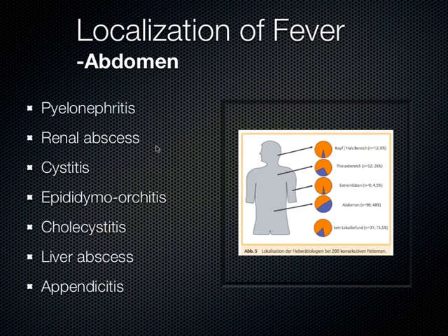And finally, we looked in the abdomen for the source of the fever, and from this study, not surprisingly, about half the patients, the source was found there. And we can see pyelonephritis, renal abscesses, cystitis, infections down in the scrotal area with epididymo-orchitis, and in fact abscesses within the testicle and within the scrotum, cholecystitis, liver abscesses, and finally appendicitis.